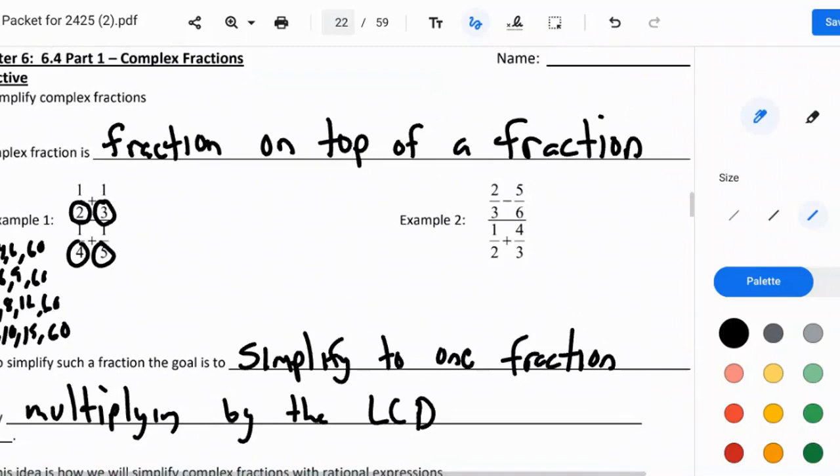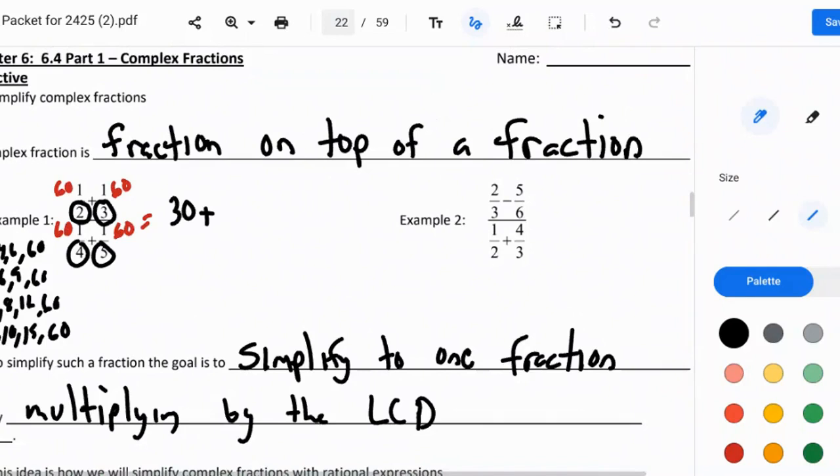So if we go 60 and we multiply the top, that's going to be our next step. Let me do a different color. So this top by 60, this top by 60, this top by 60, and that top by 60. Whenever you multiply the tops by the LCD, that will always clear out the smaller fractions. So the top left would be 60 times 1, and then divide by 2. So 60 divided by 2 would give me 30.